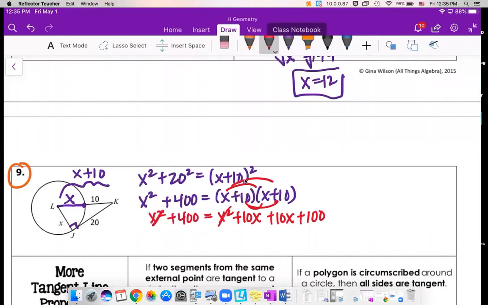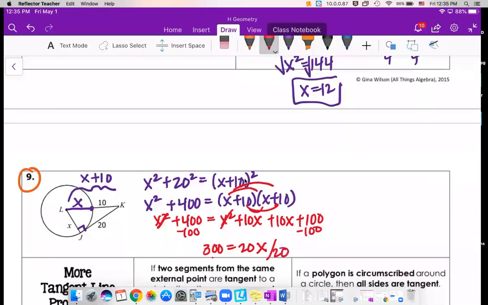Okay, so x squareds are going to cancel. I'll subtract 100 from this side. So we've got 300 equals, and then combine like terms, 20x. So then if I divide both sides by 20, I will get x equals 15 for this problem. So again, a little bit more complicated algebra, but you're still using the Pythagorean theorem.